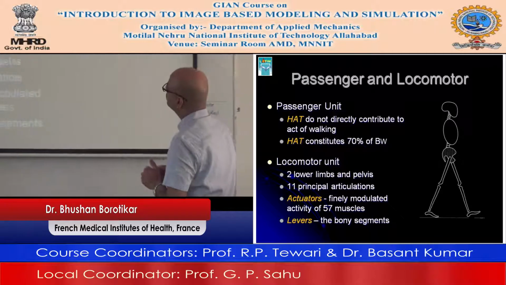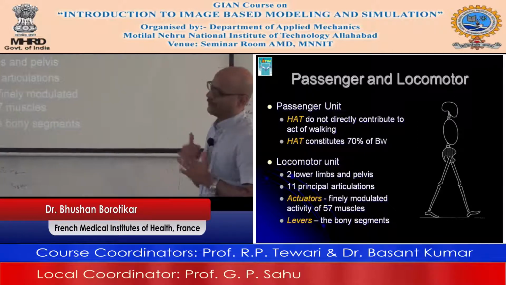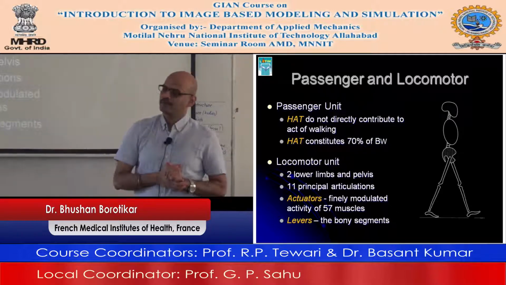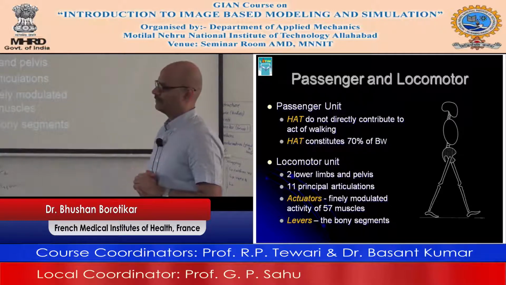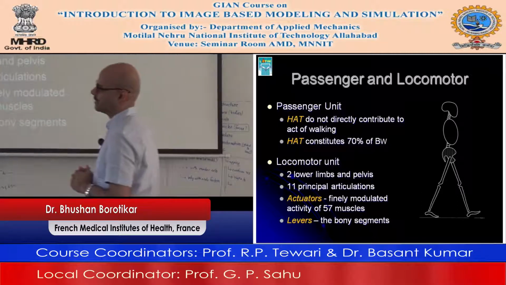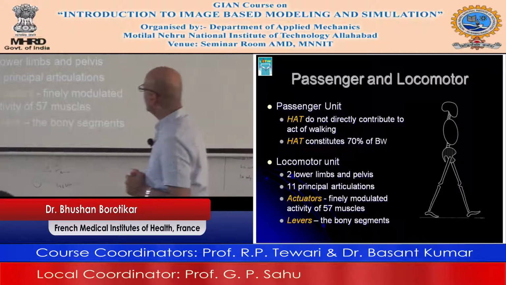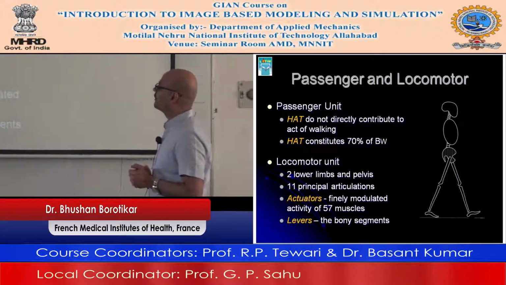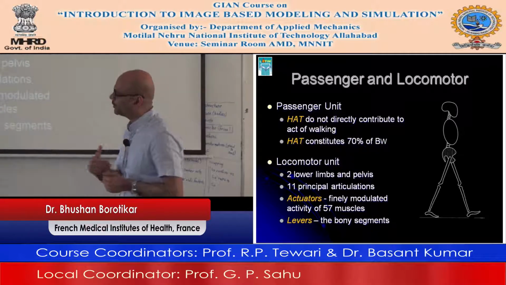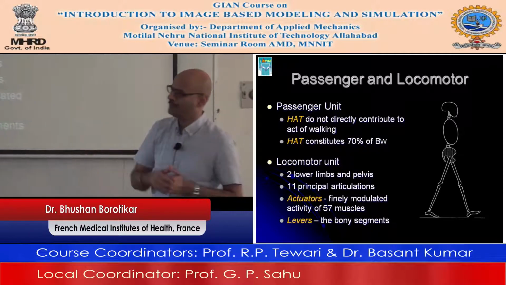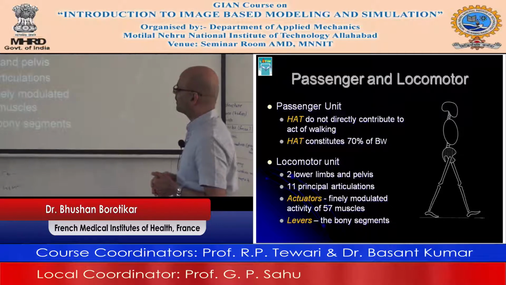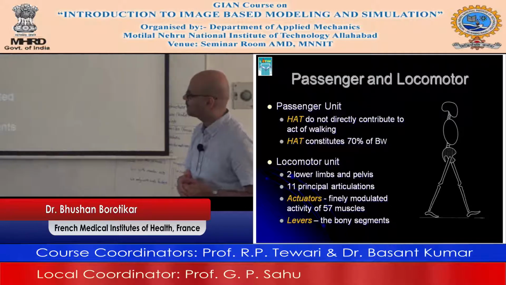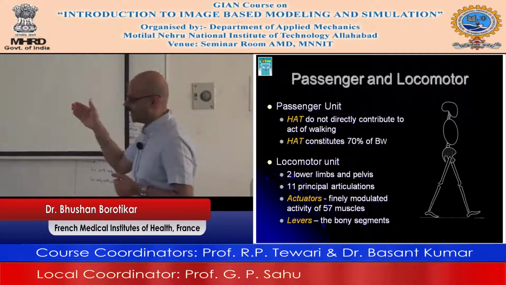In walking, we have two units. A passenger, which is the upper body, which we call HAT, head, arms and trunk, and a locomotor, which is the lower body. So the locomotor unit carries the passenger unit. The locomotor unit has two lower limbs and the pelvis. It has 11 principal articulations.